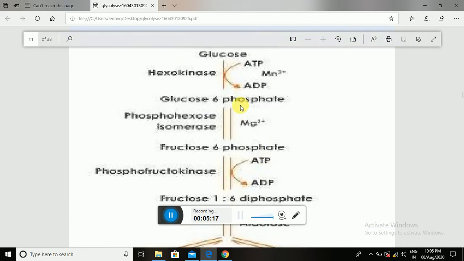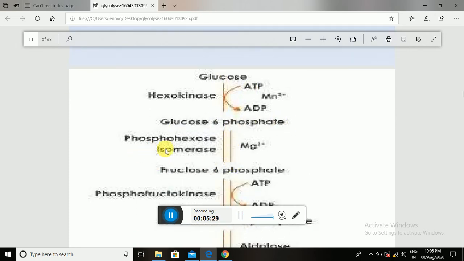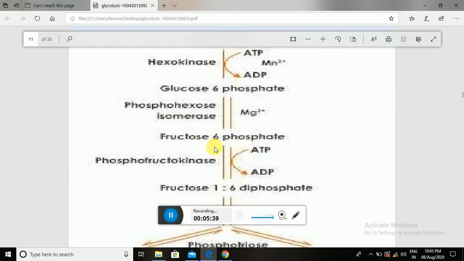Glucose is a hexose sugar. With the help of hexokinase, one ATP is invested in this first step, and glucose gets converted into glucose 6-phosphate. Then comes the isomerization of this sugar: glucose 6-phosphate gets converted into fructose 6-phosphate with the help of the enzyme phosphohexose isomerase.